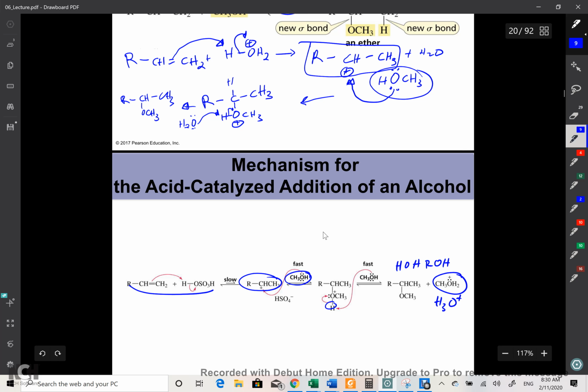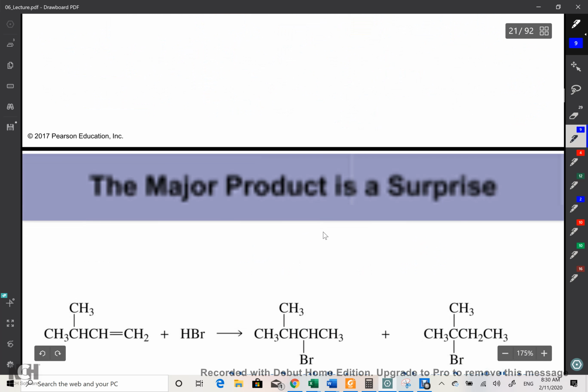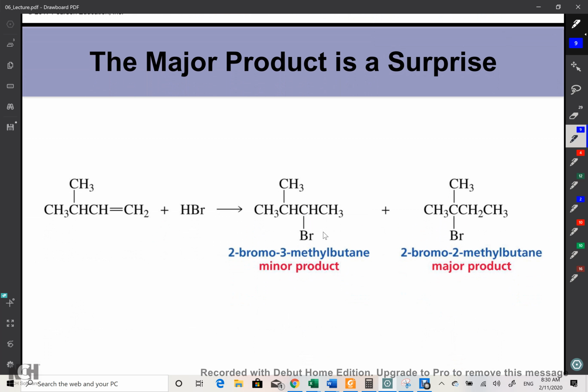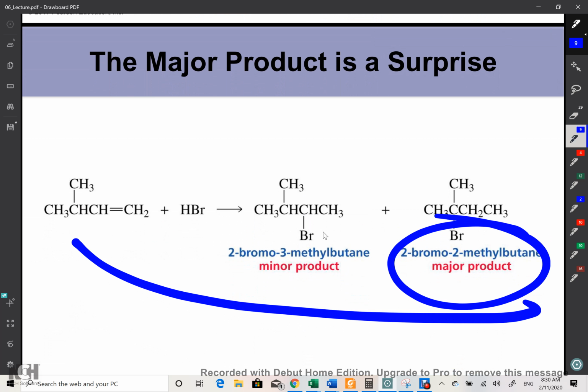So you asked the question, the mechanism for the acid catalyzed reaction. We did that last class. So you can start from here. The major product is a surprise. We've done that already. Now you understand why this is the major product. That's exactly the problem we just did. So I will skip that so that you guys can go back and do it.